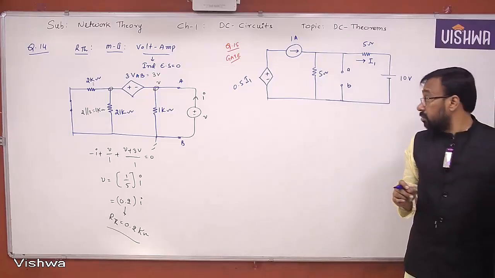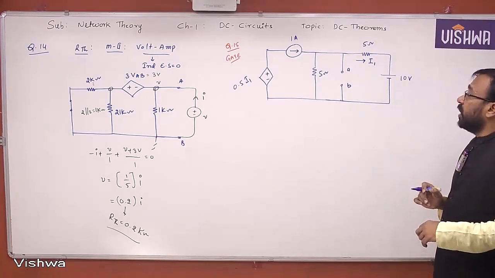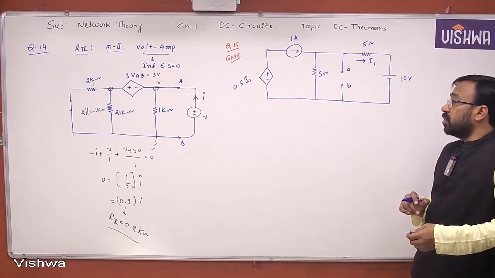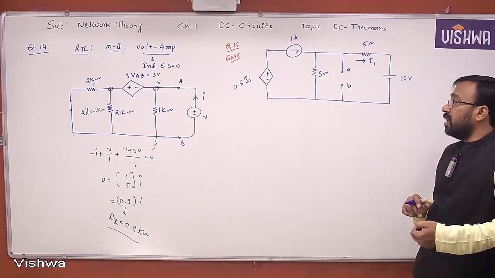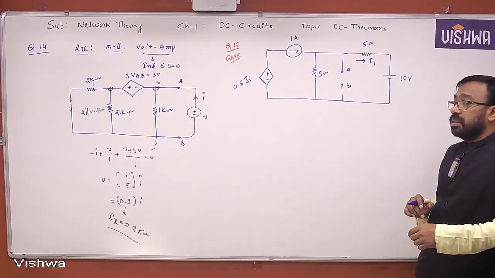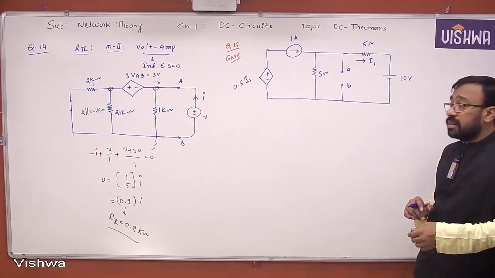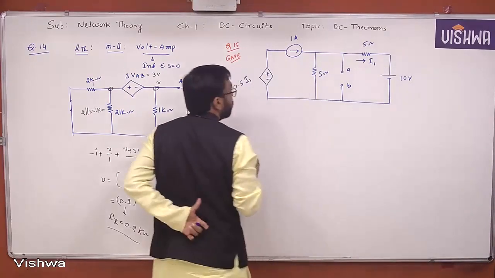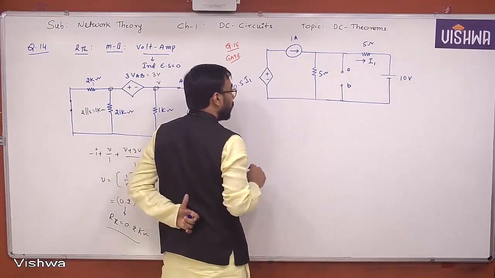Especially when there is no independent source in the given network, the dependent source is dead or inactive, and in the absence of an independent source, any current, voltage, power elsewhere in the network will become 0. That we have already discussed. Yes or no? That is why in such cases VOC by ISC doesn't work. In such cases you have to go for the Ohm-Amp technique only.